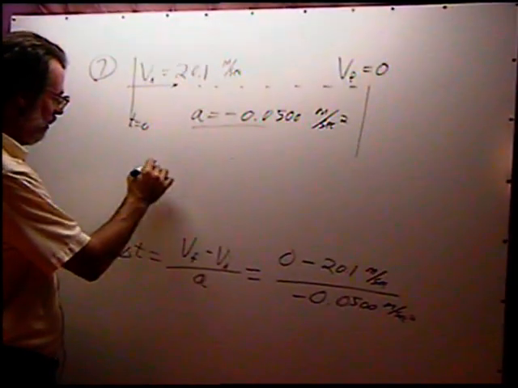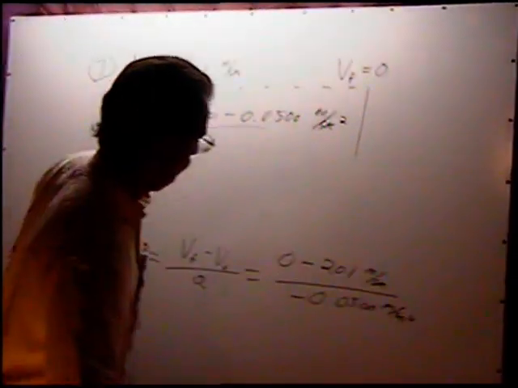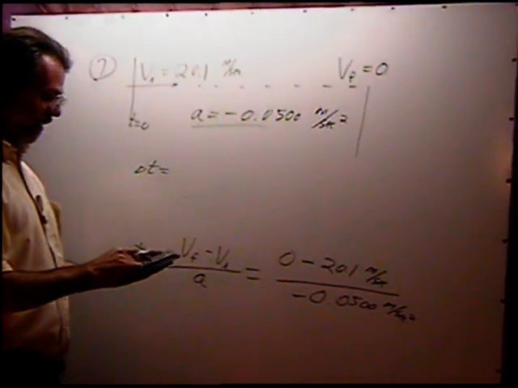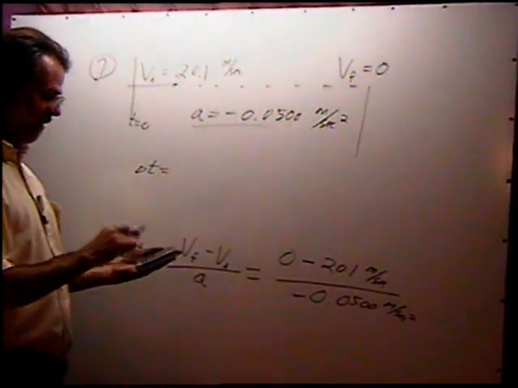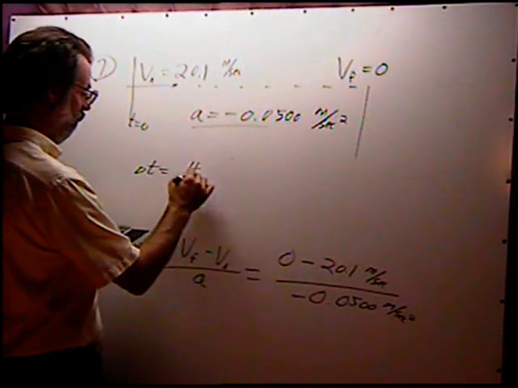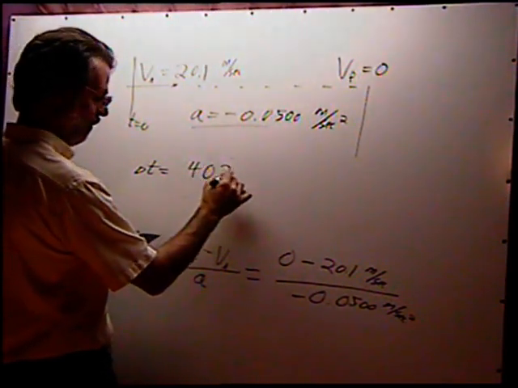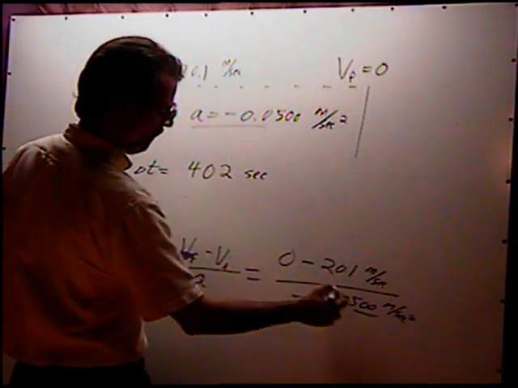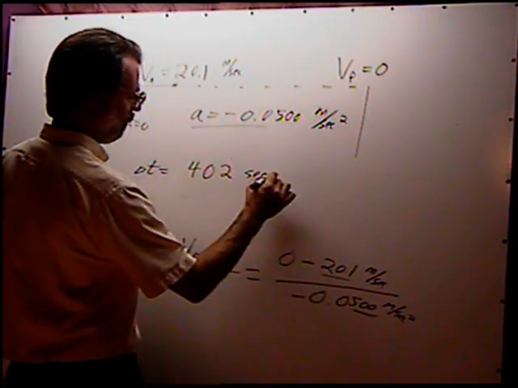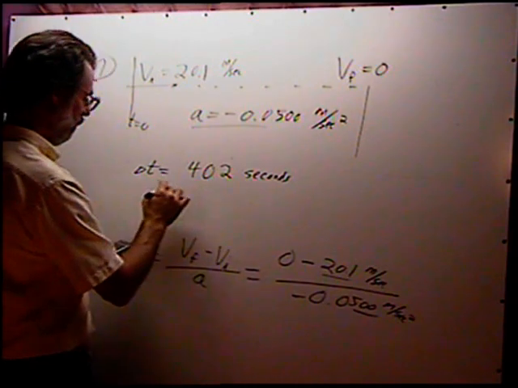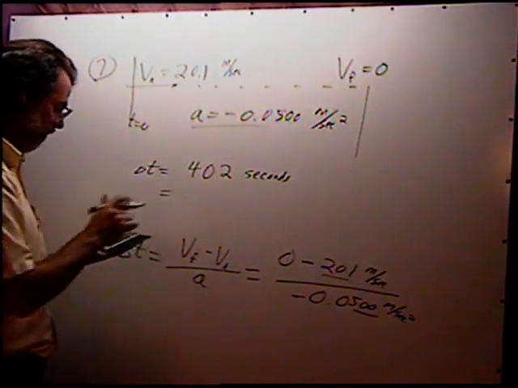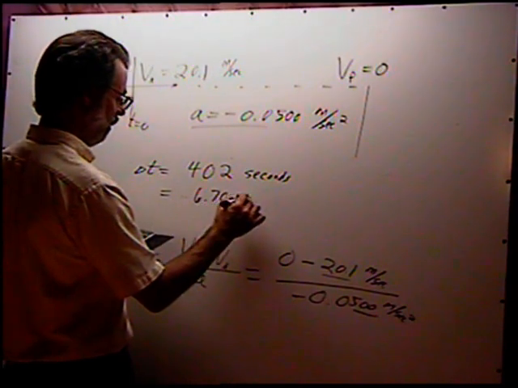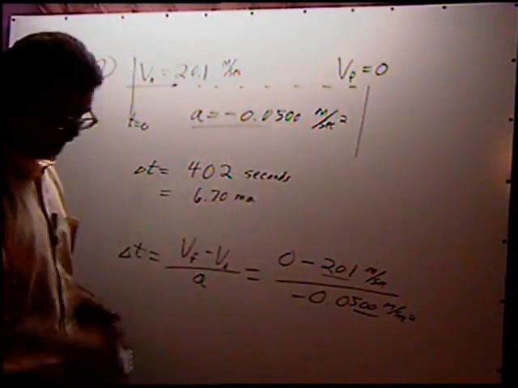So that means delta t is 20.1 divided by 0.05, which is 402 seconds. And we have 3 significant figures. That's the same as 6.70 minutes, if you want to convert it to minutes.